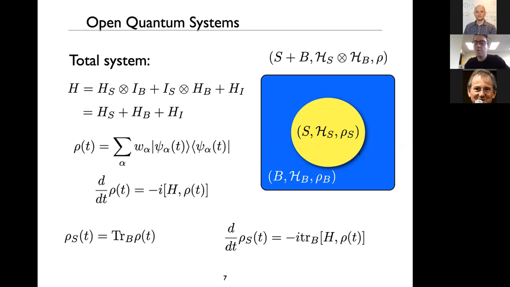Because I said the environment is generally taken to be very large, if we want to solve this equation of motion, we have to end up solving a very large system of equations of motion, which is usually intractable to do. Even in the case where we take the partial trace of this equation of motion just to get rho S, the resulting equation of motion is usually just as complicated to describe.